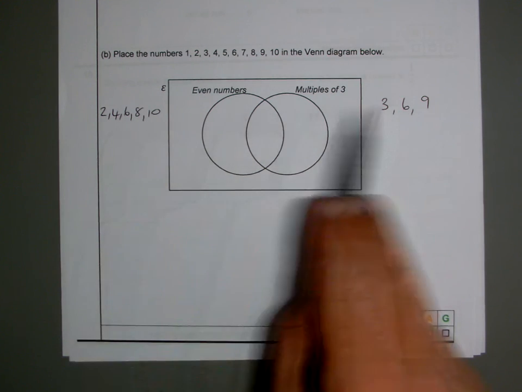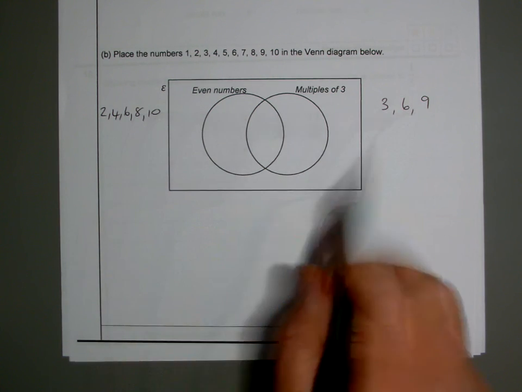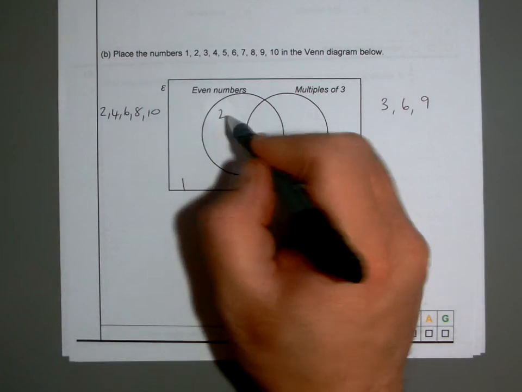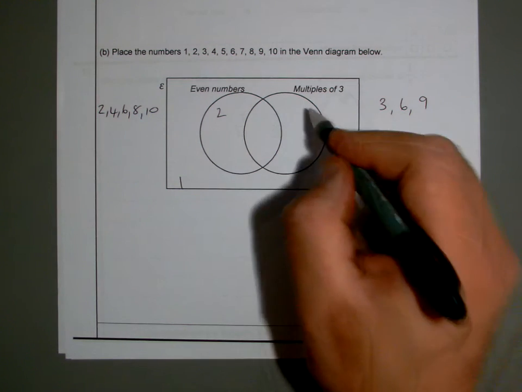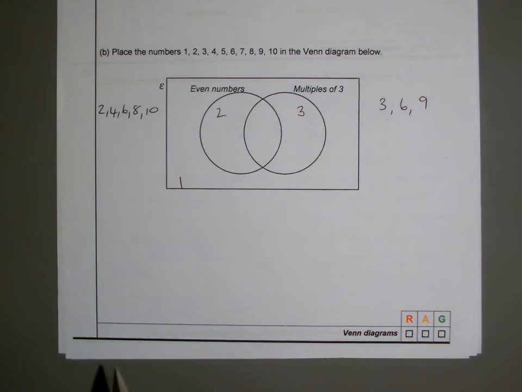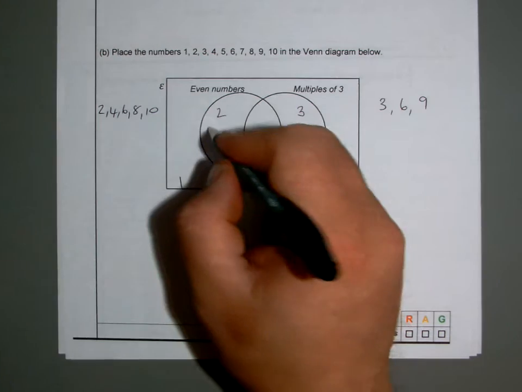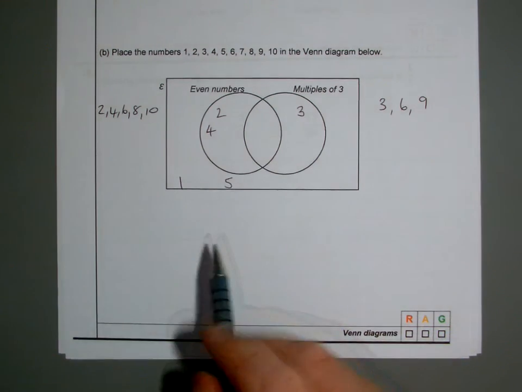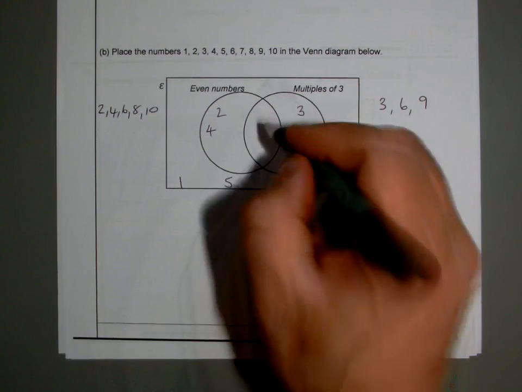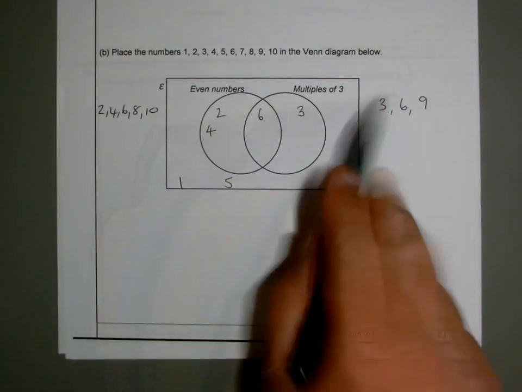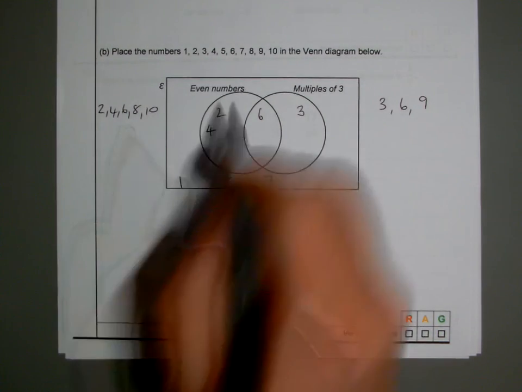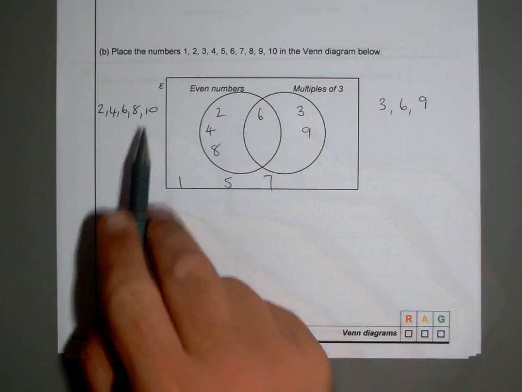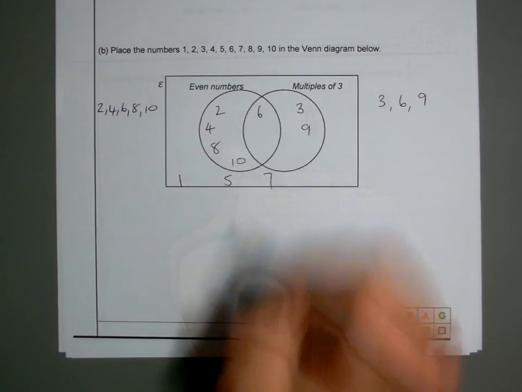So let's start off with 1. Well, 1 is not in either, so it's going to go on the outside. 2, even numbers only. 3 is multiple of 3. Okay, 4 is even numbers. 5 is not in either. 6 is in both, look, 6 is in both, so that will go with the overlap. 7 is not in either. 8 is even numbers only. 9 is just multiples of 3, and then 10, of course, will be even numbers there. Okay, now we're done.